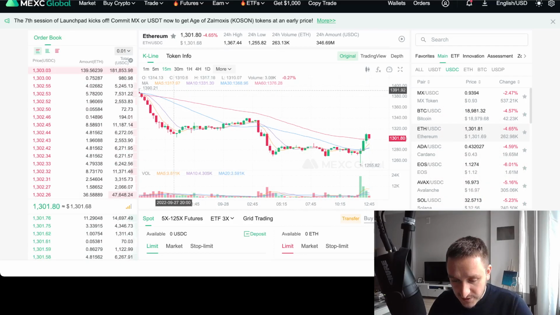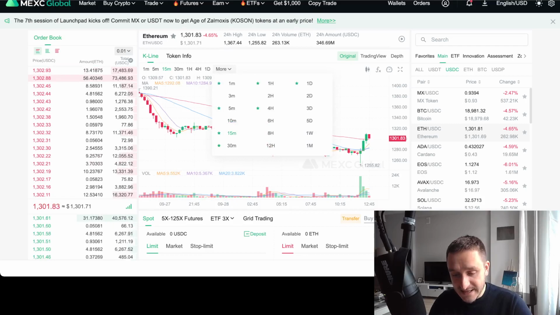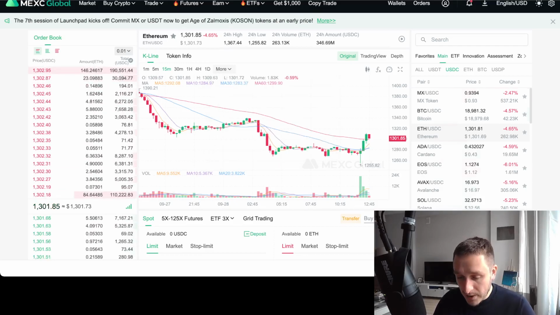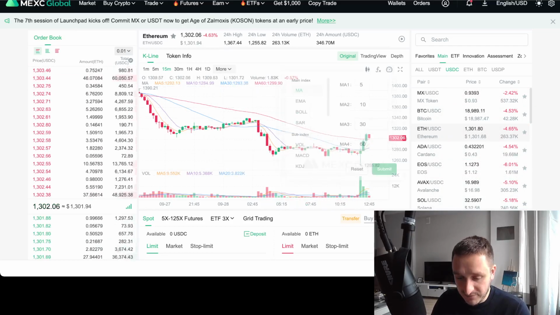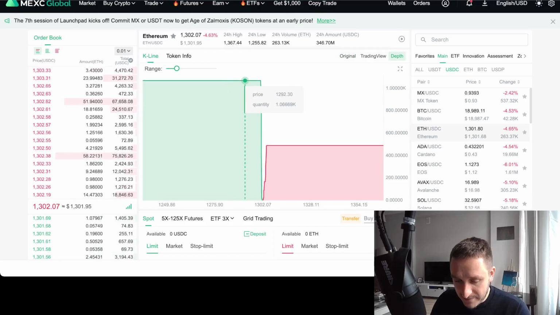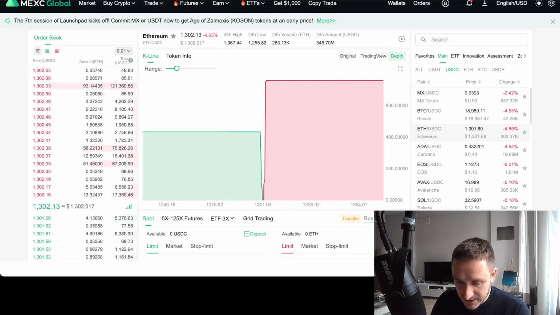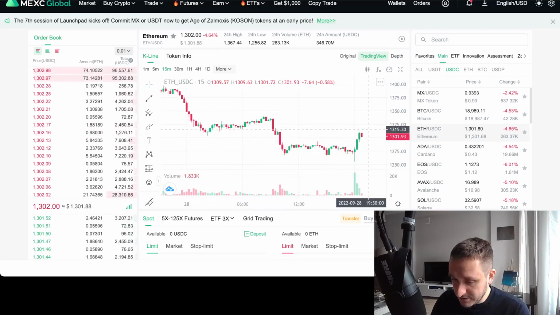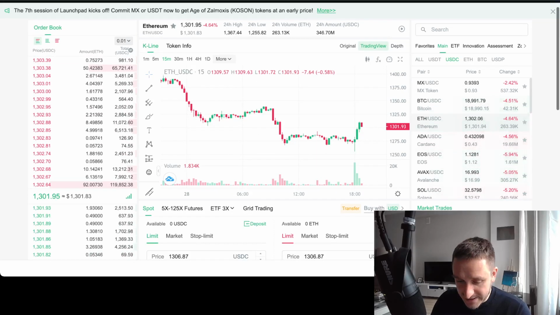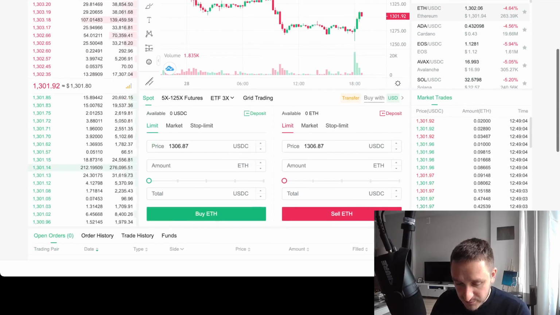There's a bunch of tools you can also use. For example, you can see 1-minute charts, 5-minute charts, 15-minute charts, and so on. If you want to have a look at that, it's very helpful. You can look at the depth, or how the price is changing, more of a trading view as well. So everything you need for trading is here. You can buy on spot.